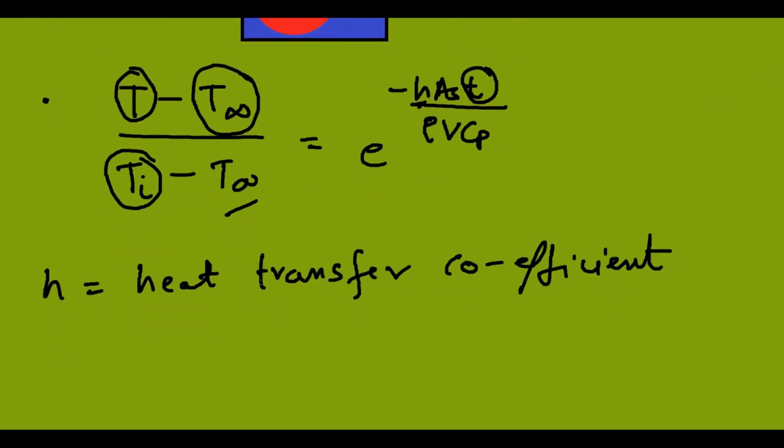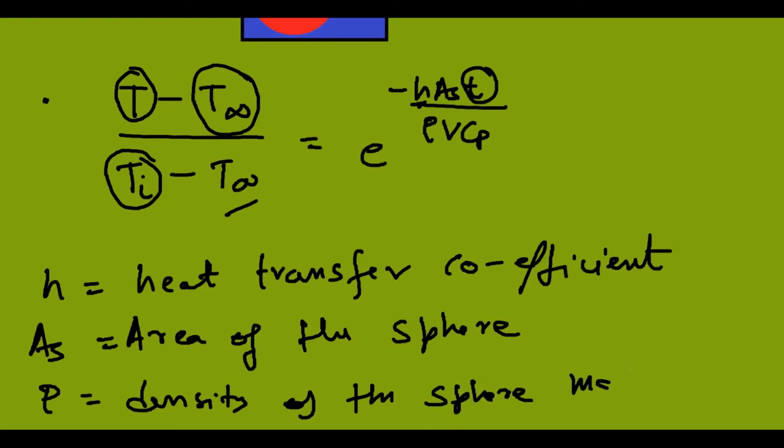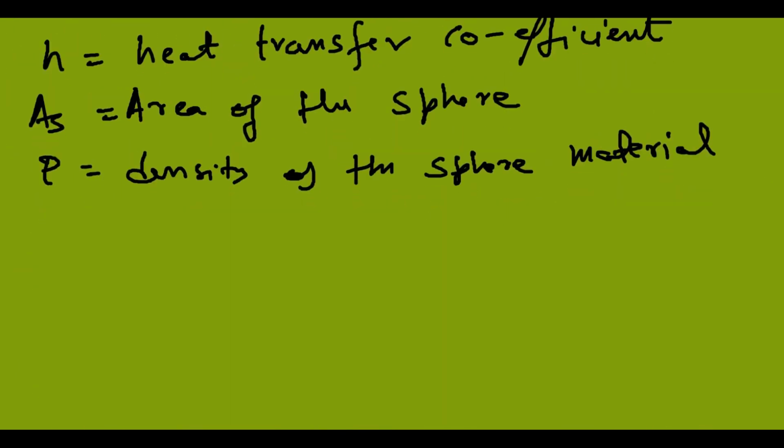What is this As? As is simply the area of the sphere. Next, this t is nothing but the time, so I am not writing it. What is this rho? Rho is the density of the sphere material. So if it is made of iron, then the density will be that of iron. If this sphere is made of copper, then the density will be that of copper.